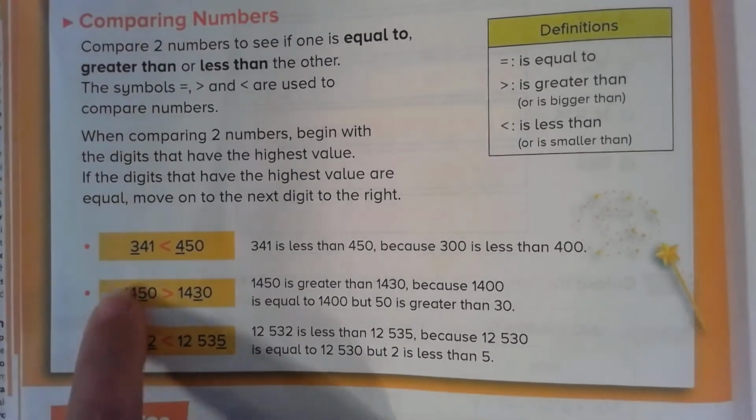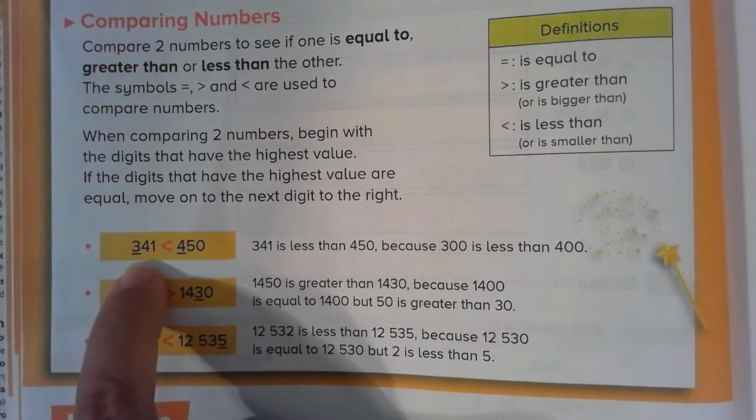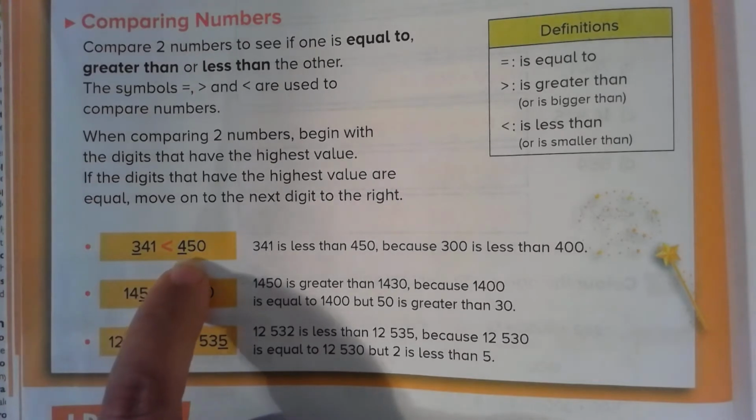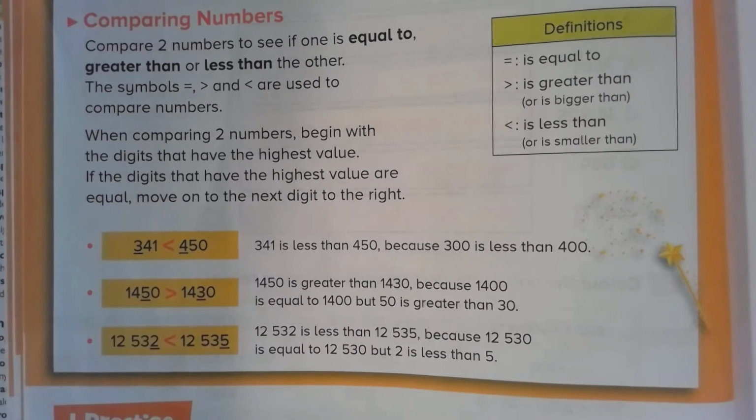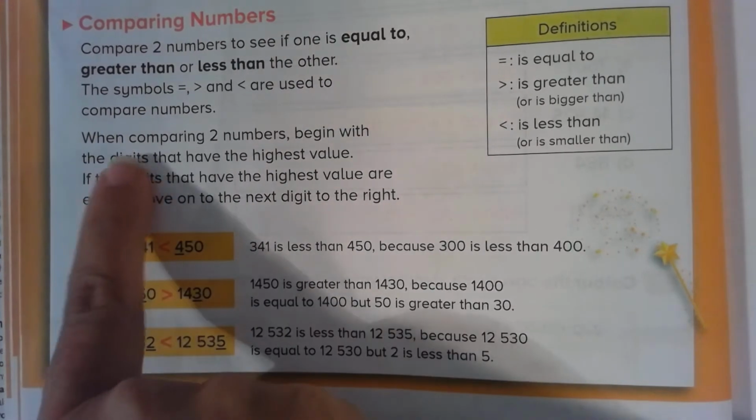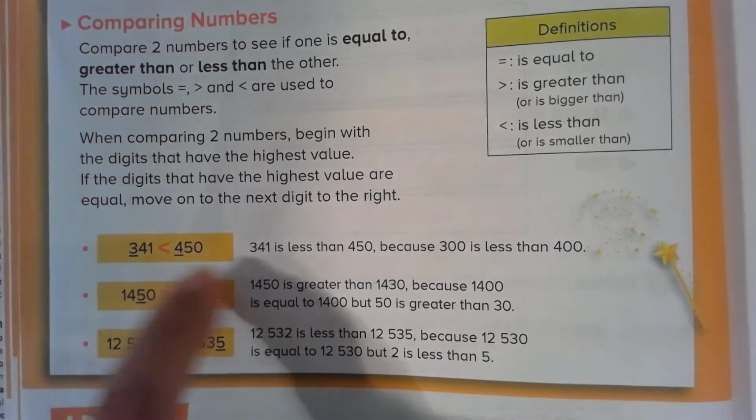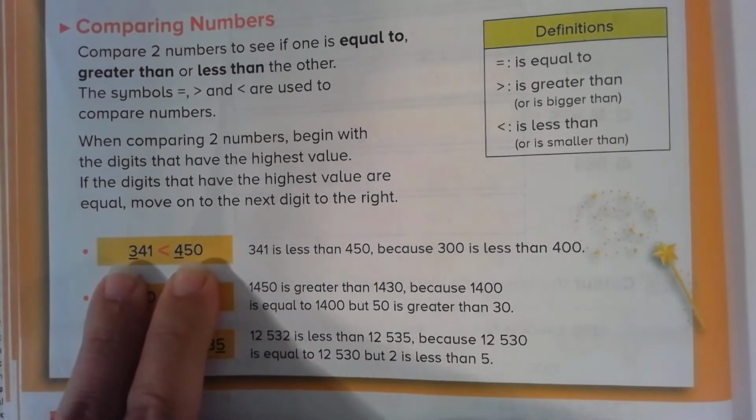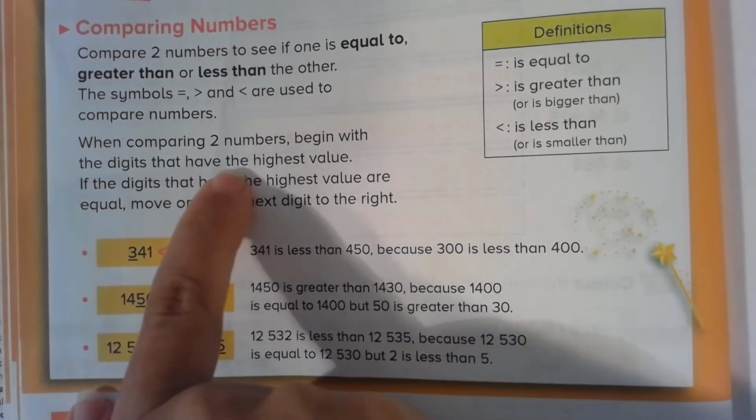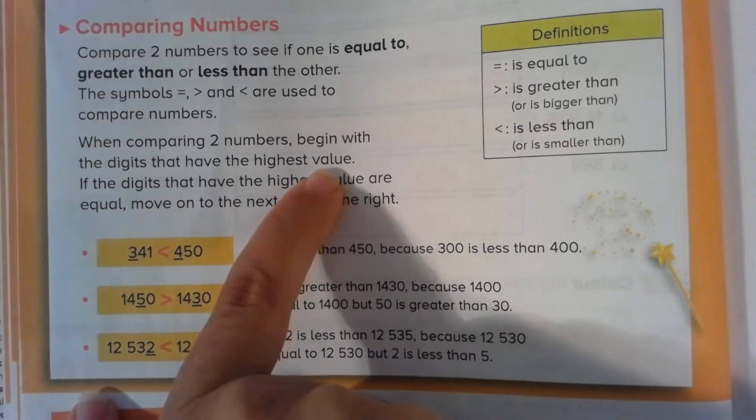So they give us some examples. 341 is less than 450. Well, how did they know that? You can't just put any symbol you want. There have to be some rules, right? Well, it says here, when comparing two numbers, so these are our two numbers that I want to compare, begin with the digits that have the highest value.